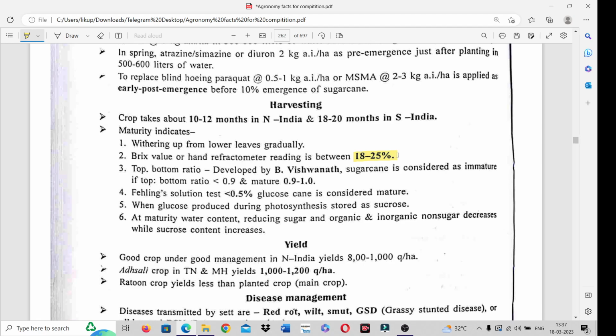In the filling solution test, cane with less than 0.5% glucose is considered mature. Glucose produced during photosynthesis is stored as sucrose. At maturity, water content, reducing sugar, and organic and inorganic matter decrease while sucrose content increases.